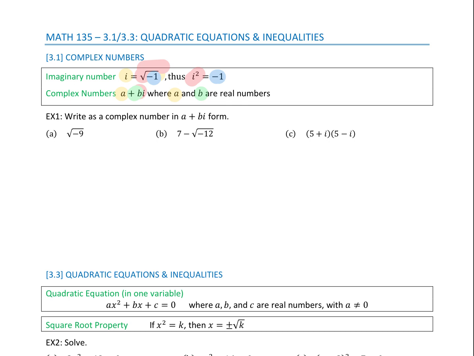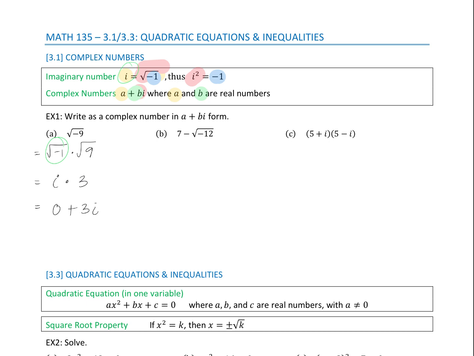So let's take a look at example 1 and write it as a complex number in a plus bi form. So notice we have that square root and the 9, and there's a negative. So I'm going to go ahead and split that up into the square root of negative 1 times the square root of 9. And we know that the square root of negative 1 is equal to i. So that's going to be i times, and then the square root of 9 is 3. But usually we write this where the 3 is first and the i is last. So in correct complex number form, it's going to be 0 plus 3i.